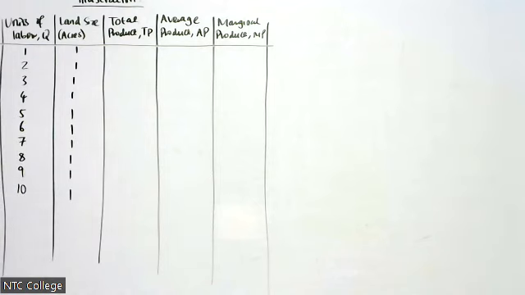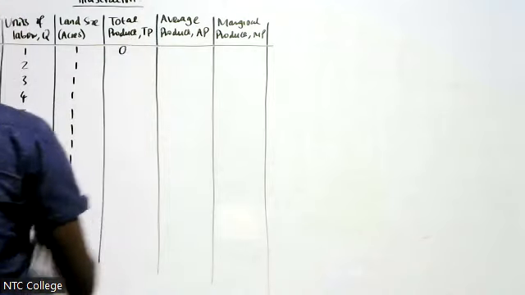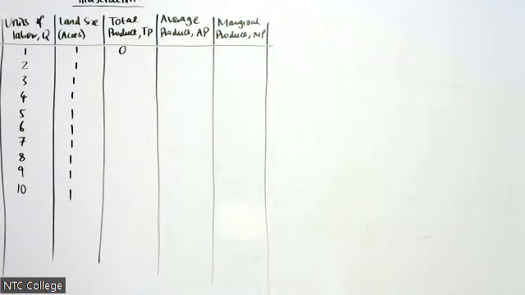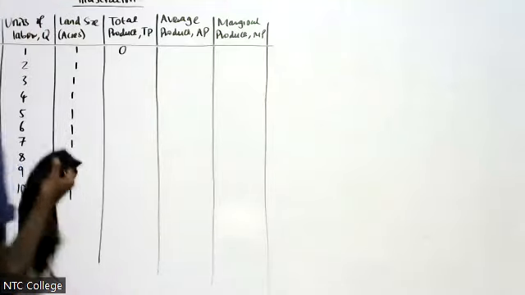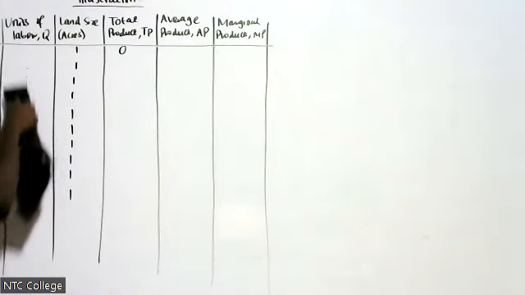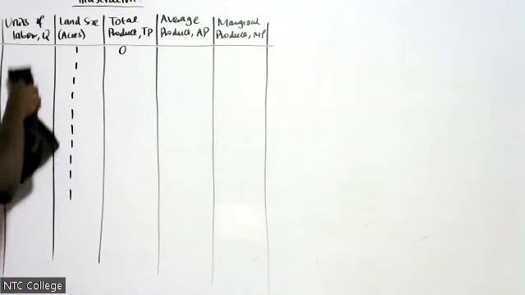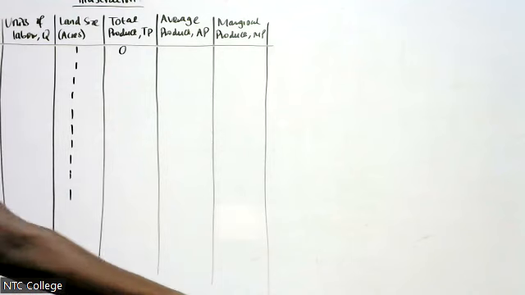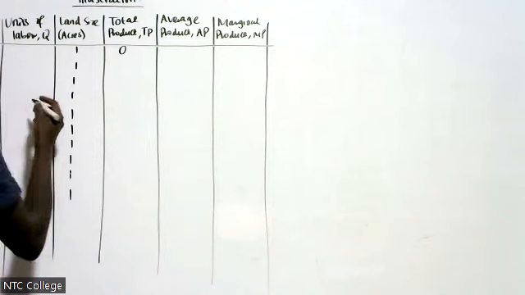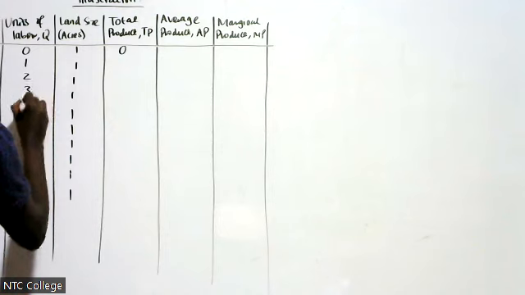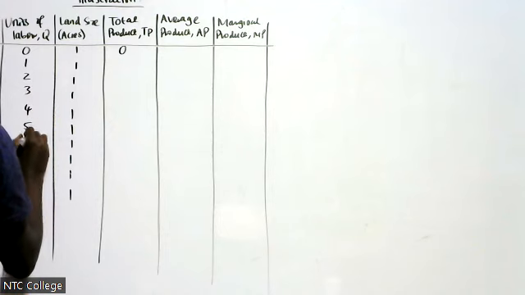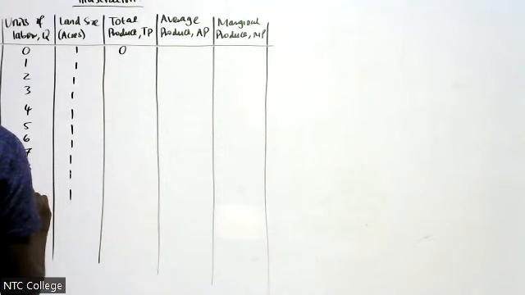Total product. This is where we'll come up with some figures. There is one figure that I've missed. I don't know why I keep missing this figure whenever I do this. Land in acres is okay. We also have to describe the size of production, or total product, when we have 0 units of labor. So 0, 1, 2, 3, 4, 5, 6, 7, 8, 9, and of course 10.